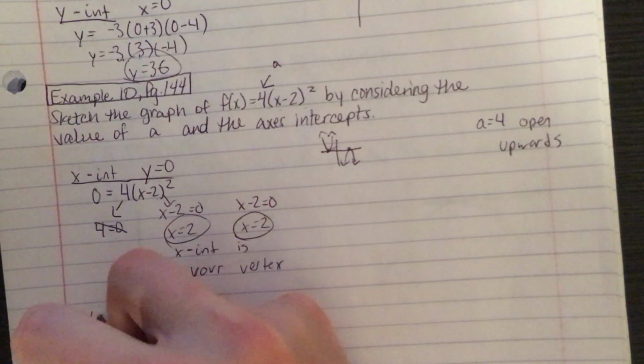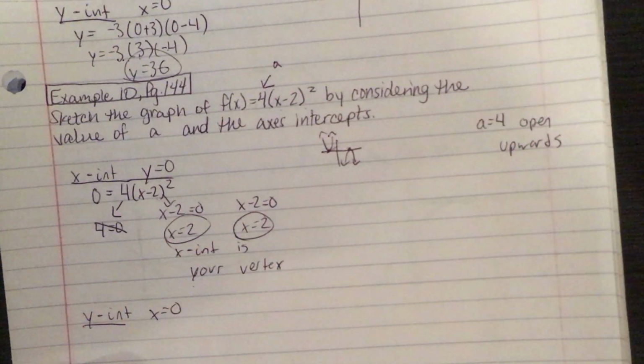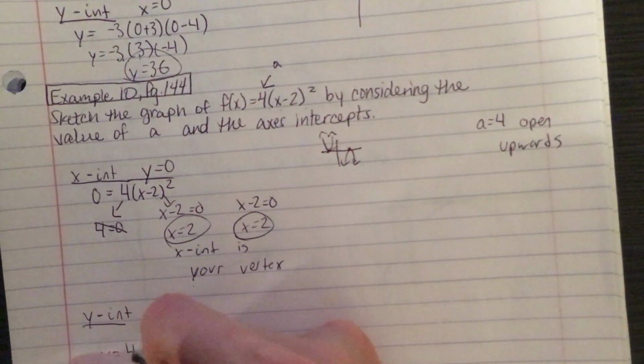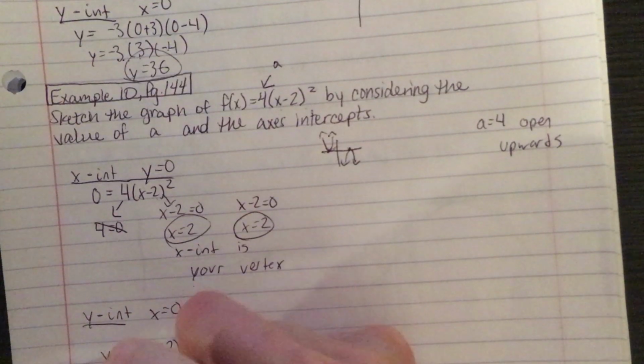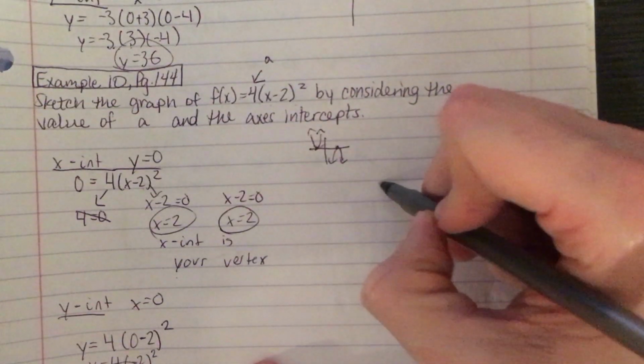So then the y-intercept, we're going to set x equal to 0 and solve. So we're going to say y equals 4 times (0 minus 2) squared. Let's see, y equals 4 times (negative 2) squared. That's going to give us y equals 4 times 4. That's going to give us a y-intercept of 16.